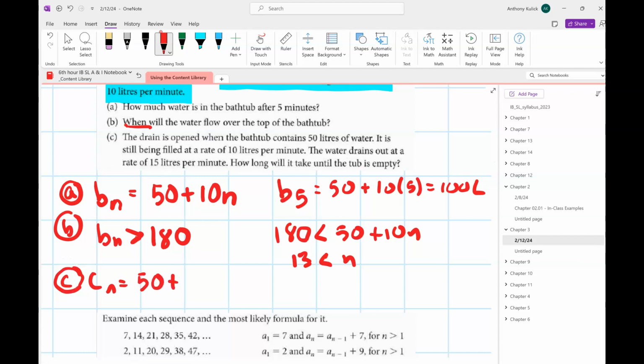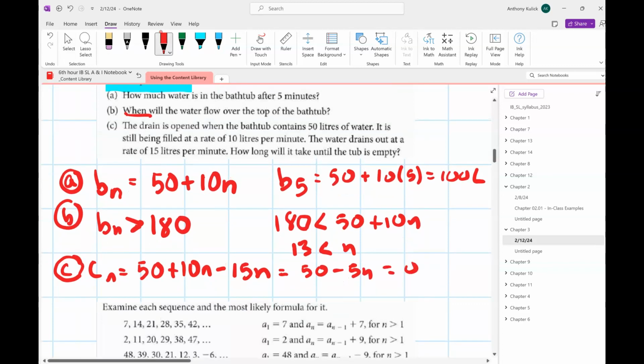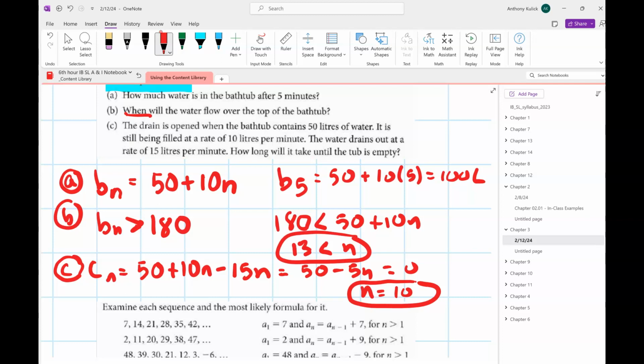So still the same setup, right? But now we're losing water. And we want that equal to 0, right? What's n going to be? What do you guys think? Fairly easy still, right? Not a big deal.